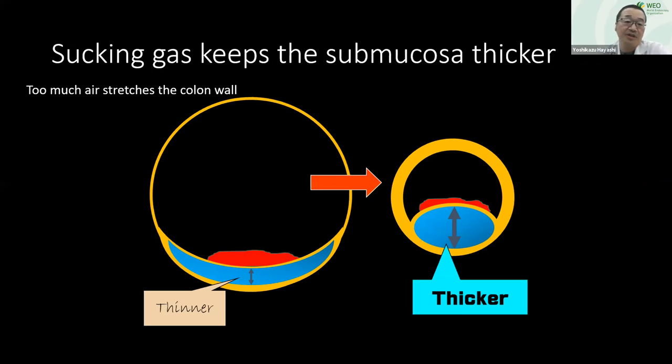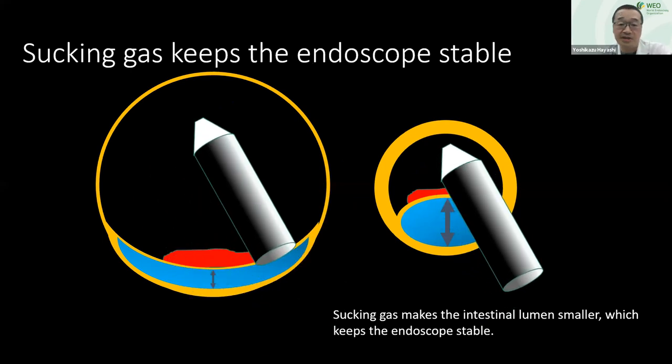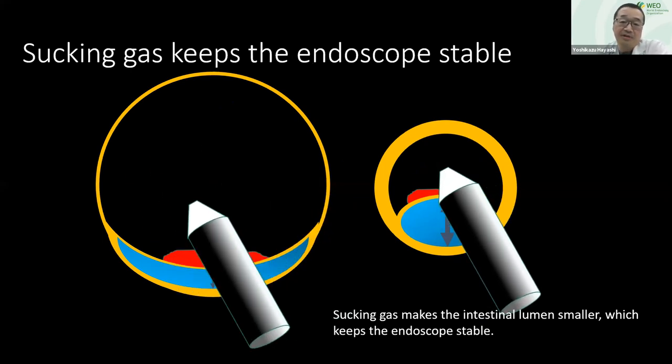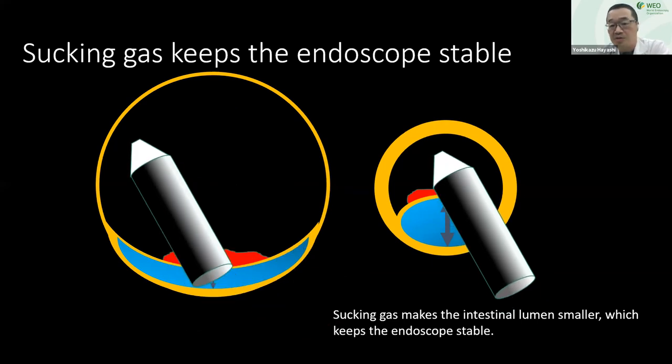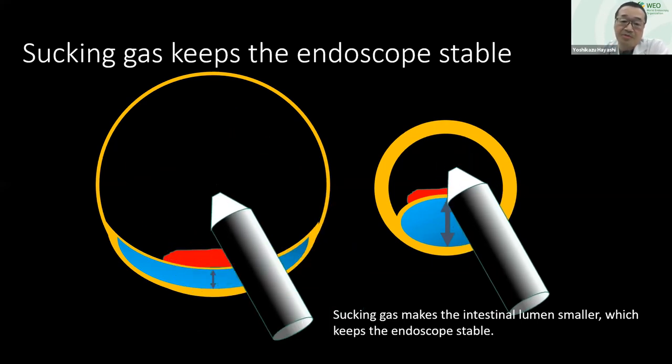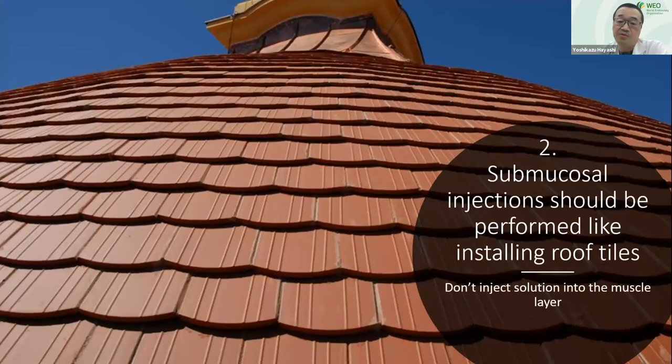Sucking gas keeps the submucosa thicker. Too much air stretches the colon wall. So too much insufflation extends not only the muscularis but also the injected submucosa. Though after sucking gas, the intestinal lumen shrinks and the injected submucosa becomes thicker like this. And sucking gas keeps the endoscope stable. After sucking gas, the intestinal lumen will be smaller, which contributes to making the endoscope stable because the lumen becomes smaller.